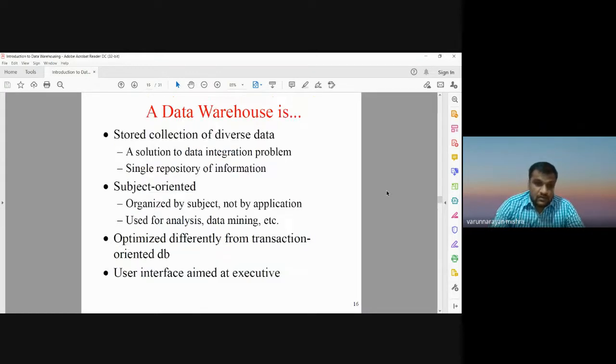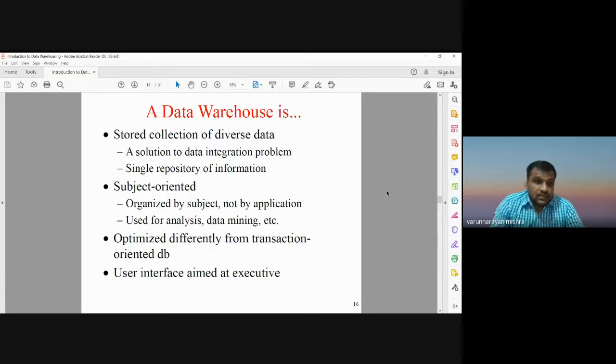Okay. A data warehouse is a stored collection of diverse data sets. As we know, heterogeneity is everywhere. If we are dealing with heterogeneous data sources, we can say that the data warehouse is a stored collection of diverse data sources, a solution to the data integration problem, that is, a single repository of information.